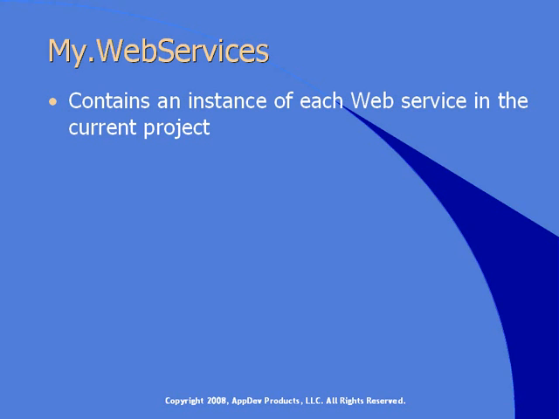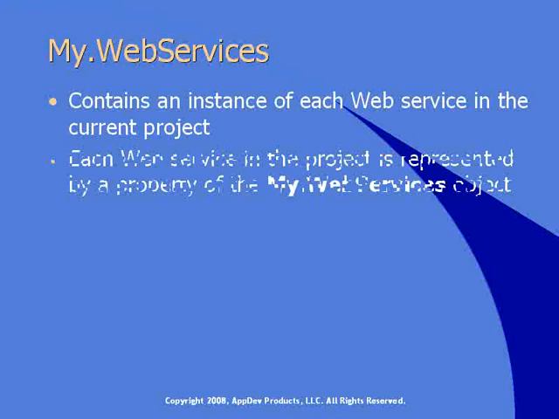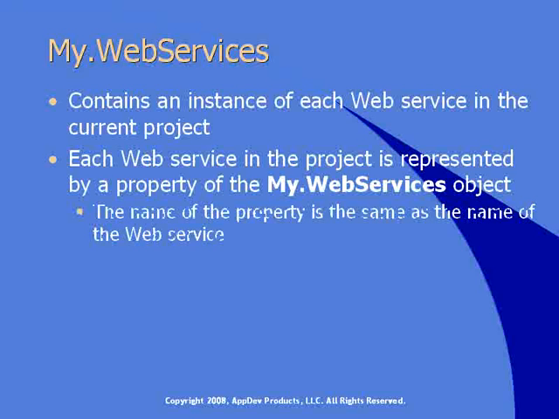And the nice thing about web services is that it gives you the ability to call code running on a different computer, and then you use XML to send data and receive data. So when you want to work with a web service, you'll set a reference to it in your project. And after you've done that, that web service is represented as a property of the My.WebServices object. And the name of the property is the same as the name of the web service.